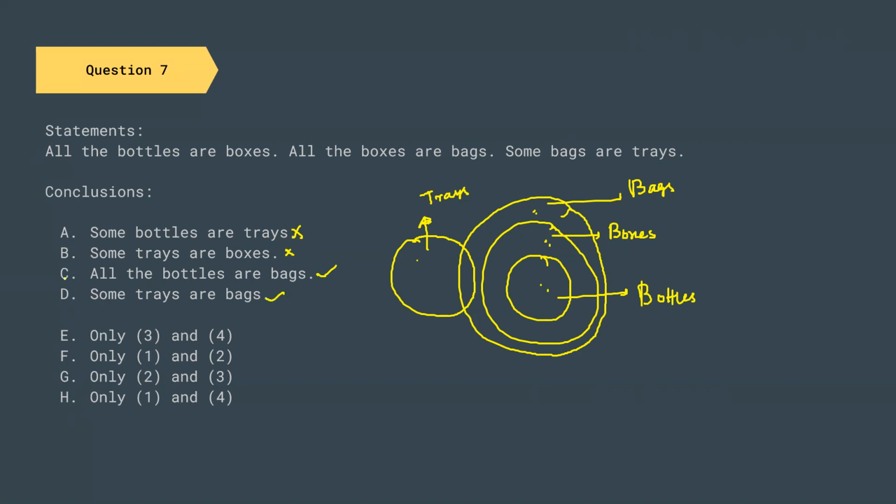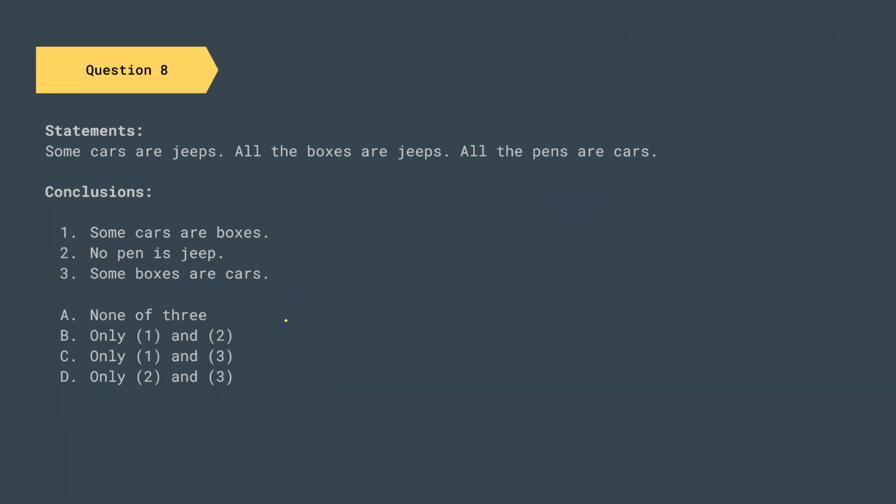So the statements are labeled ABC here. This will be your statement number 1. This will be statement number 2. This will be statement number 3. And this will be statement number 4. So from the given information here, only statement number 3 and 4 can be concluded. So this is our final result. Okay. So now that we are done with this, let us go to another question of syllogism.